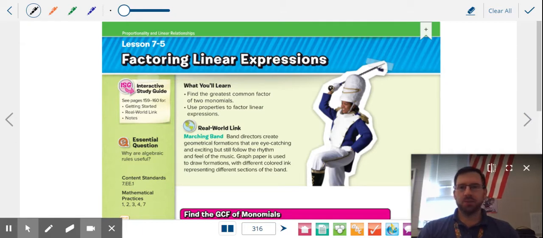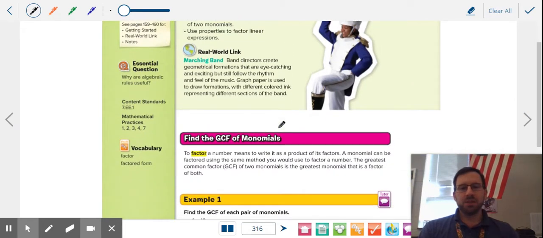Today, we're going to be talking about our final lesson before the test. And it is factoring linear expressions. Factoring. We're going to be going back to greatest common factor. This is related to when we talked about reducing fractions. So you're going to be using those skills that we talked about back then.